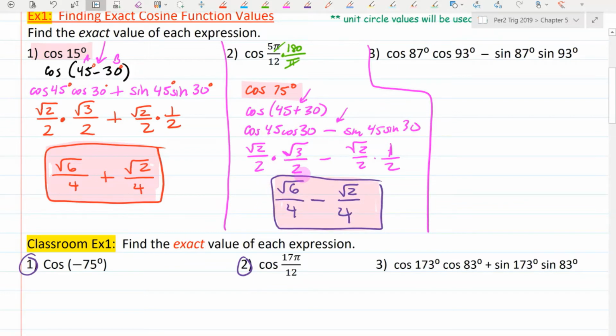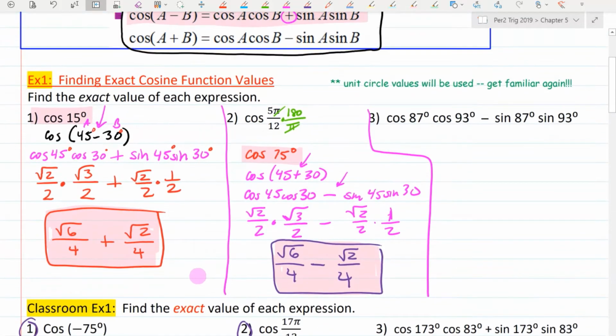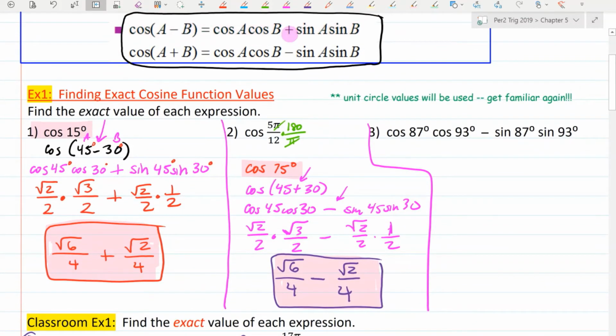Okay? Now, for the next problem, they give you the formula and you're going to work backwards, right? So they give you this formula with a minus sign in it. So this is A, and this is B. Because that's minus, then we're going to have 87 plus 93. So we're undoing the formula. That's going to give us cosine of 180 degrees, and cosine of 180 is equal to negative 1.